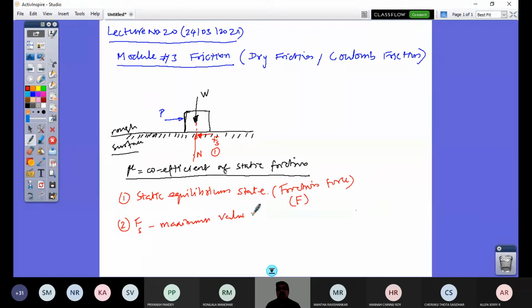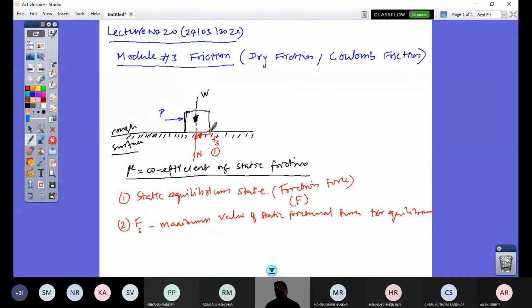maximum value of static frictional force for equilibrium. Because if this is achieved, after that, this is limited. I can keep increasing. So P overtakes, as you said correctly, this maximum value. Then I cannot balance that excess force.